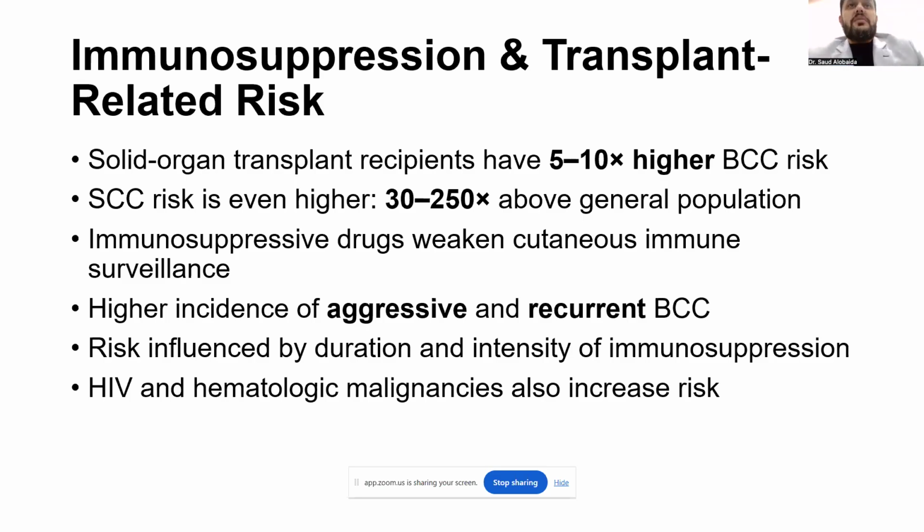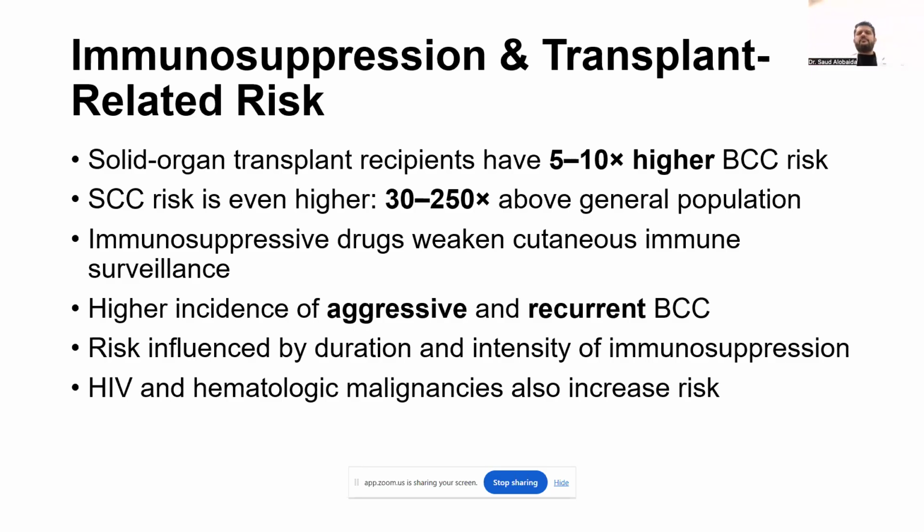And of course, medications that are used as well could increase the risk, like Imuran, which they are changing now to azathioprine, and voriconazole. These two could affect the P53 directly. This is more towards SCC. And they tend to be aggressive and more recurrent.